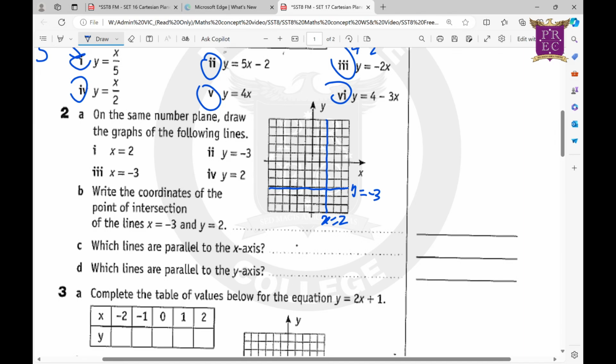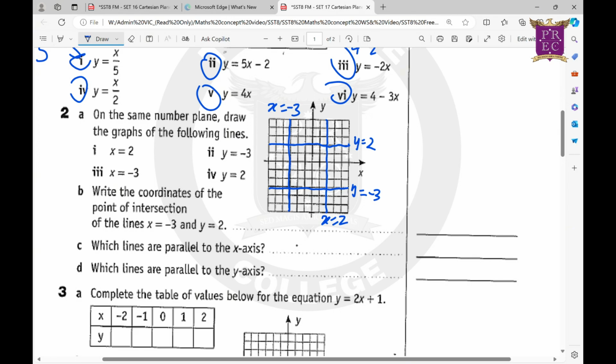Next one, x is equal to -3, so 1, 2, 3. It's not the straightest line, but that's okay. And -3. Okay, next one. Y is equal to 2, which will be parallel to the x-axis, like that. Okay. And we've got our lines. Makes a square in the middle.